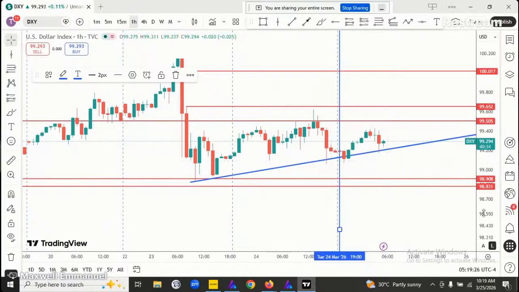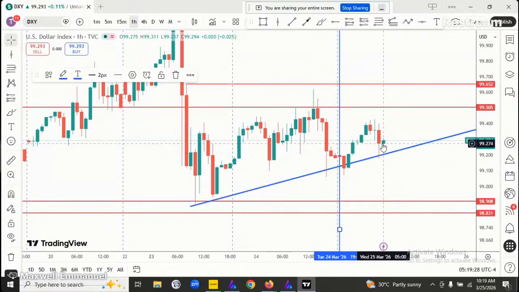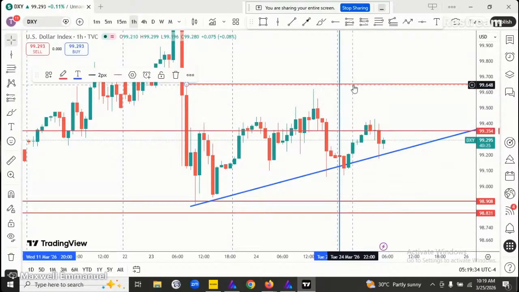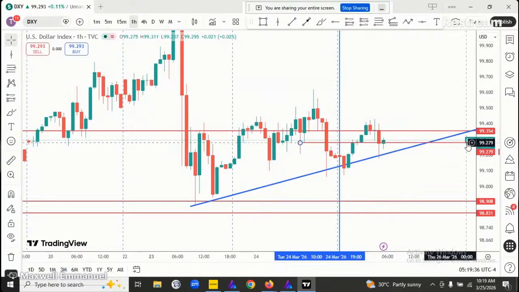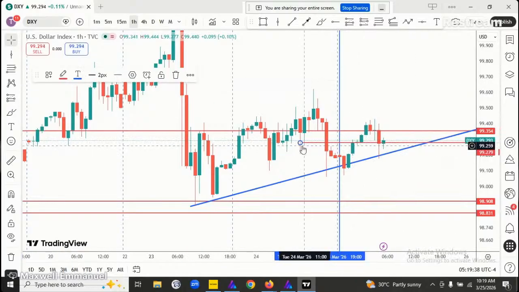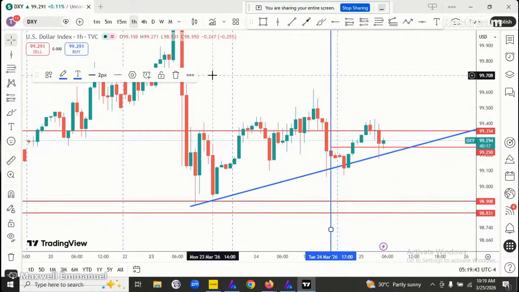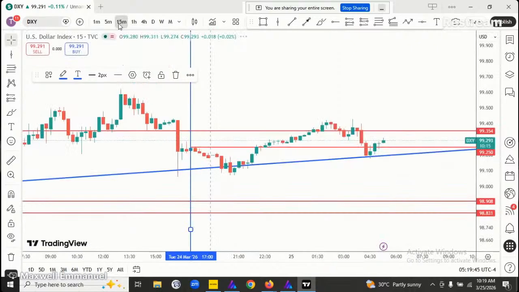Can you see that? We had this fair value gap here, and that fair value gap has been filled. Price went above this fair value gap, which means there's a fair value gap above this. Let's go to 15 minutes.